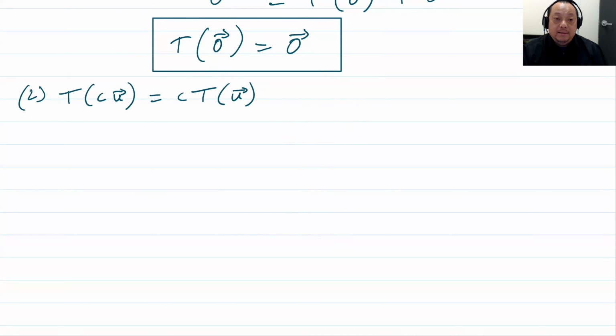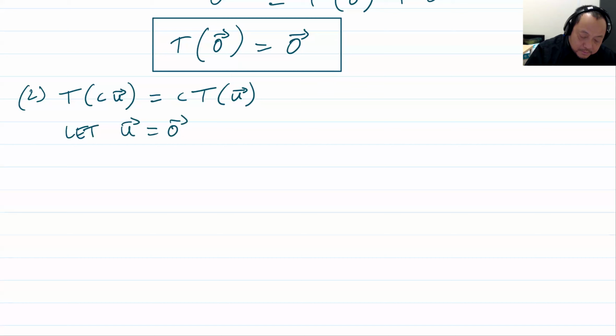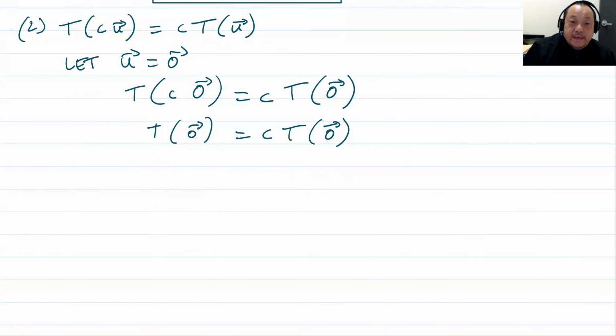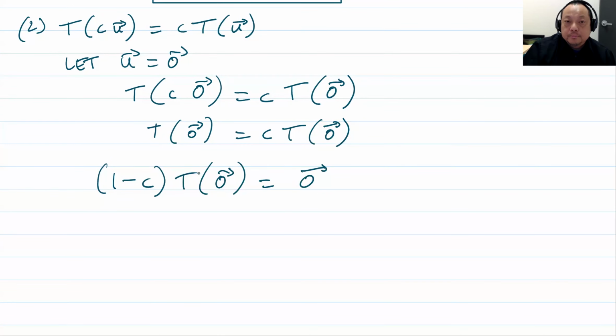All right, welcome back. This is the second property. How do I get a T of 0 out of it? Well, I can do U equals 0 again, right? That will get me a 0 right here. C times the 0 vector is the 0 vector. And now I combine like terms. I put this over here.